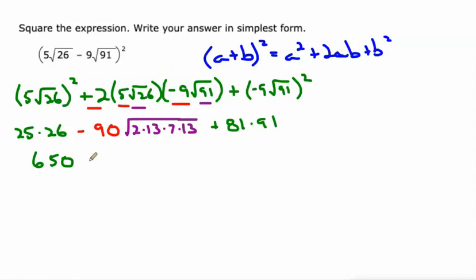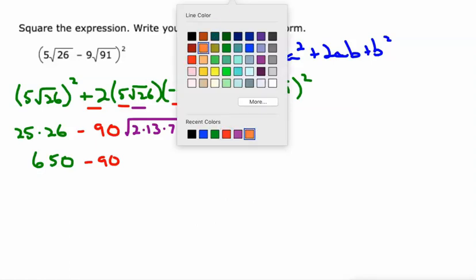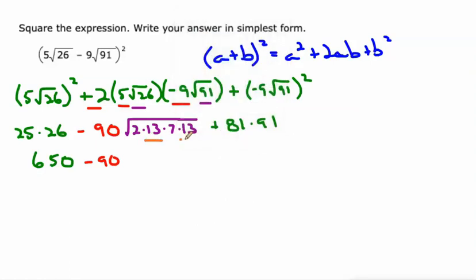Then we've got our minus 90 times the square root of 169, or just 13. No reason I really need to bring 169 into it. And then my 2 times my 7 is 14. We're almost done, don't worry. 81 times 91 is 7,371. All right, so 650 plus 7,371 is 8,021.